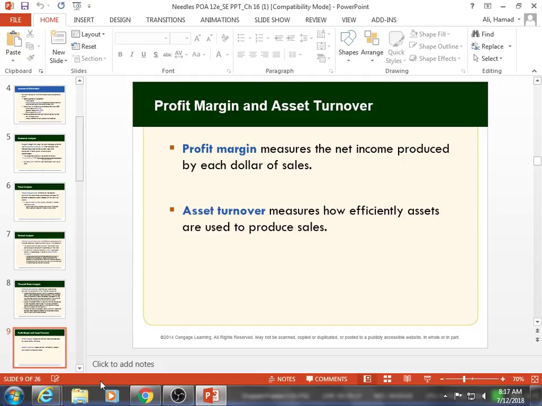And of course, this one is the same thing. You want to collect your receivable as much as you can. If you can collect it every week, that would be really good.